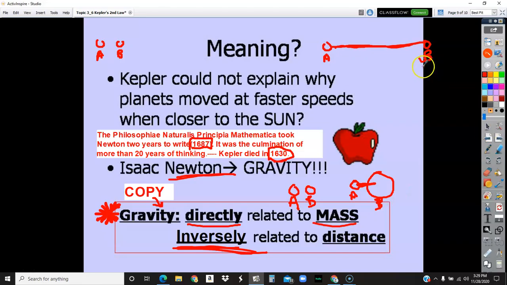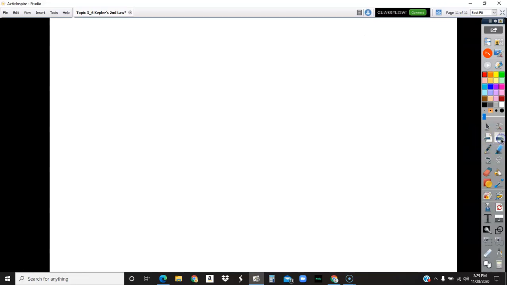So that's the whole idea behind Kepler's second law. We speed up when we're closer. We slow down when we're further away. And I think that is it.